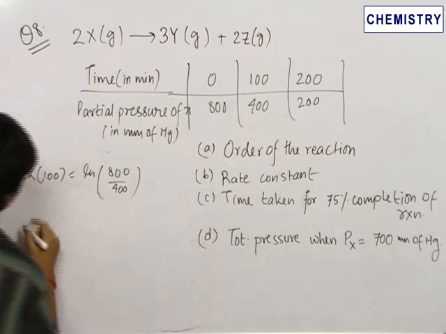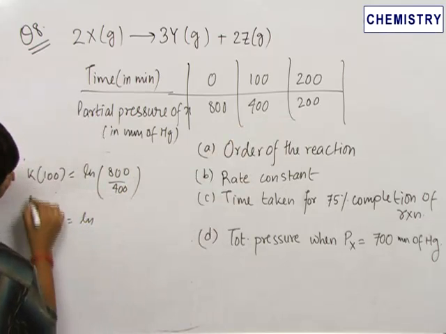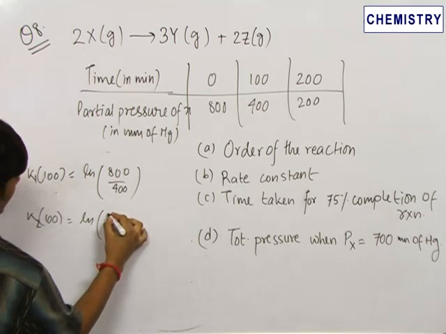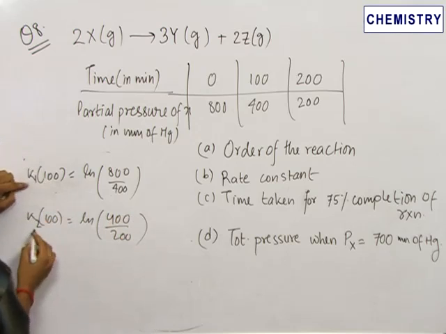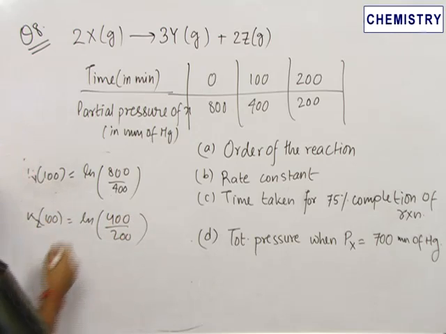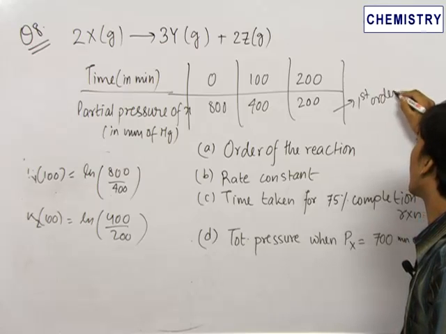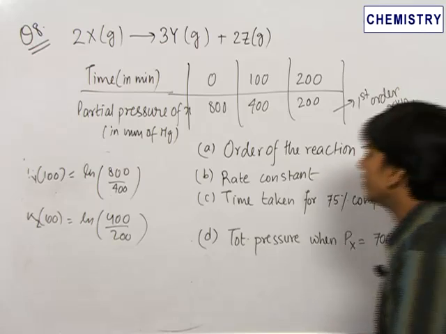Similarly, for this to this transition, it should be K into 100 again. This is equal to ln of, this is K1, this is K2, ln of C naught upon Ct, that is 400 upon 200. So we are seeing that the value of K1 and K2 is coming out to be the same. Therefore, it is definitely a first order reaction. So the answer for the first part is 1.